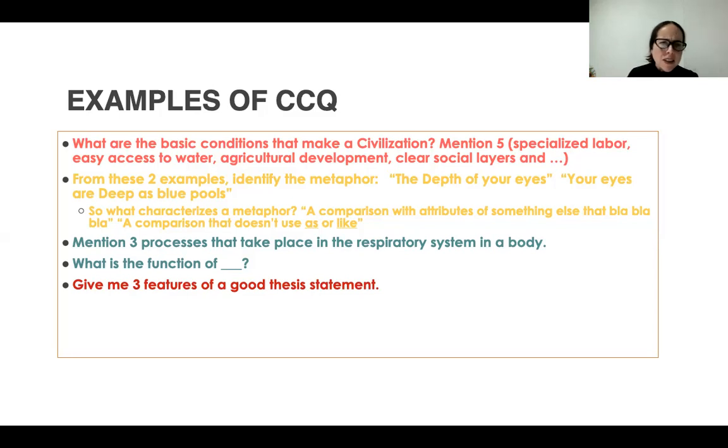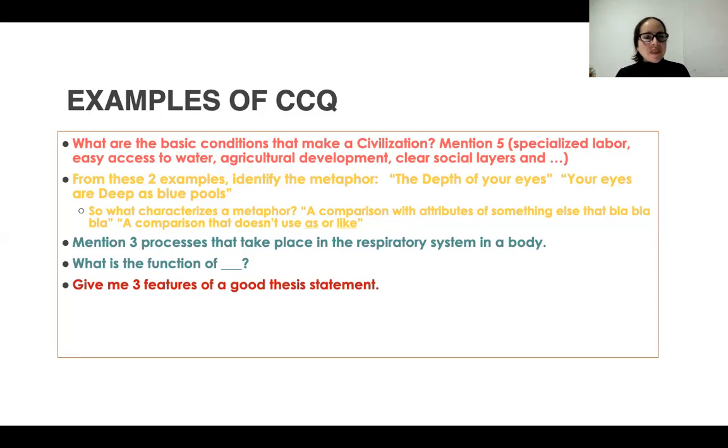Your eyes are as deep as blue pools. There you have a clear simile, because it's using the structure of comparisons, as and like. So what characterizes a metaphor? And then it could be your definition, the definition of the kids: a comparison with attributes of something else, a comparison that doesn't use as or like. And then, of course, it will depend on the level of your students, whether they're in 5th grade or in 11th grade.